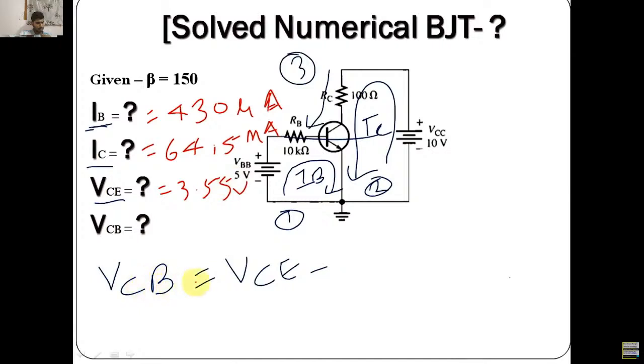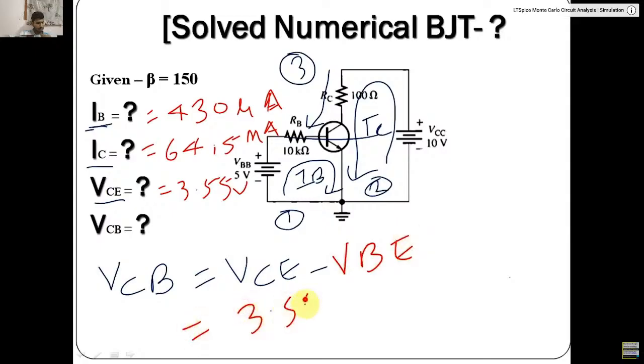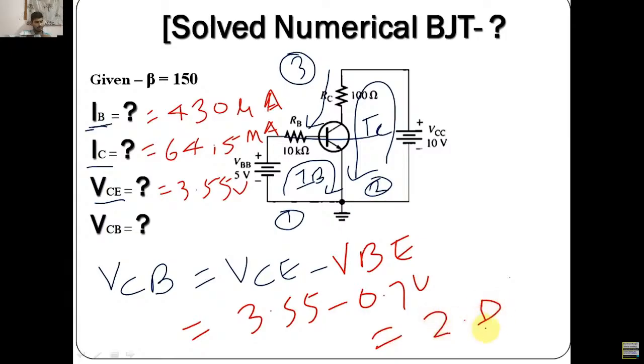Okay, let us find the value of VCB. So VCB equals VCC minus VBE. You know the value of VCC, which is 3.55, and you know the value of VBE is 0.7 volt. If you solve this, you can easily find the value of VCB, which is 2.85 volt. So you can write here the value of VCB is 2.85 volt.